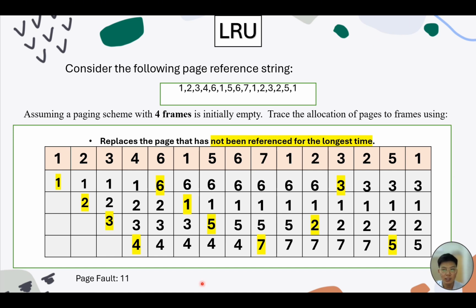So, in summary, the LRU algorithm is a practical and commonly used strategy in operating systems. While it has some overhead, it strikes a good balance between simplicity and effectiveness, particularly in systems where recently used pages are likely to be needed again soon.